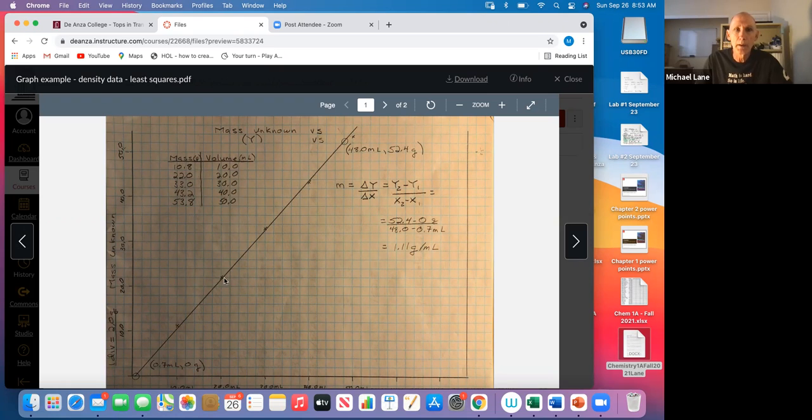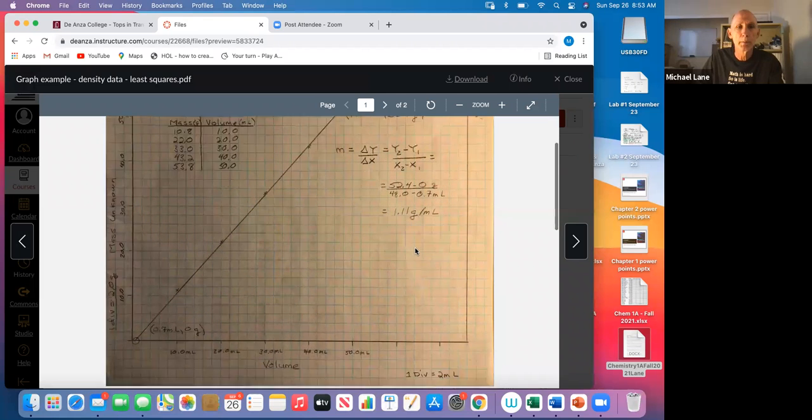And I have 5 data points. Each one I could calculate the density from, and I'm going to do that at the bottom of this page. And then I could calculate the average density. In this case, the slope, 1.11, represents the density of the liquid in the units of grams per milliliter, which are very, very common units for liquids.